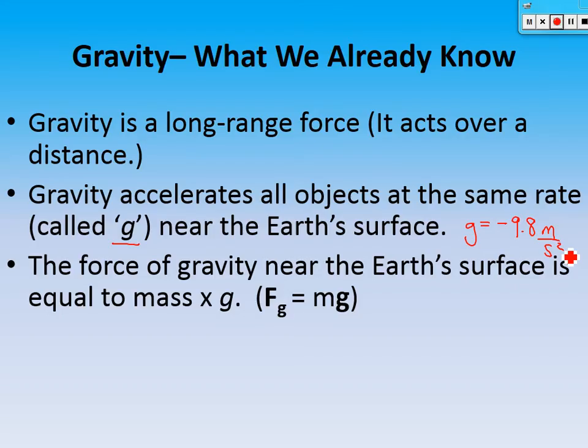The force of gravity near the Earth's surface is equal to the mass of the object times g. So if we want to figure out the force of gravity, it's equal to the mass of the object in kilograms times g. We've learned this equation the whole year, haven't we, guys? Force of gravity is equal to mg. What's another way of saying force of gravity? Weight. Your weight is the same thing as the force of gravity. So if you know how much you weigh, you know how much force gravity is pulling you down toward the center of the Earth.